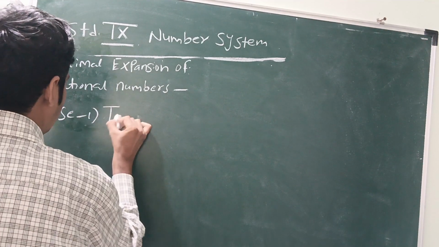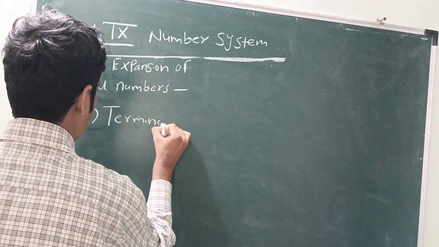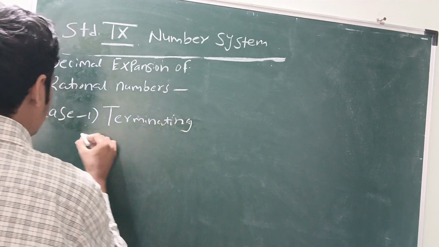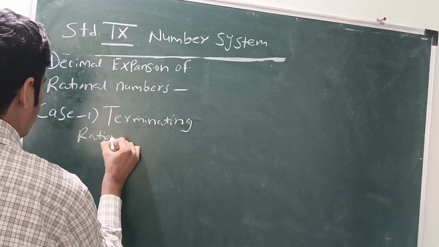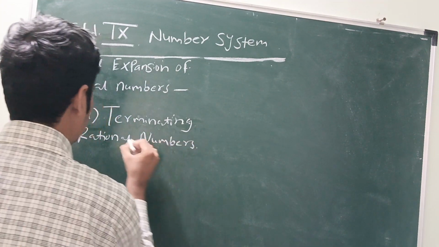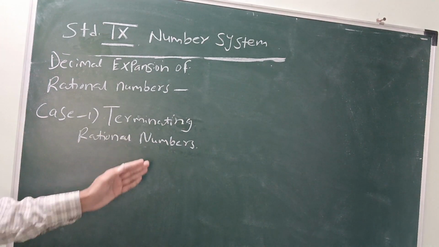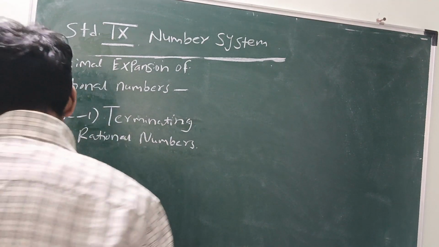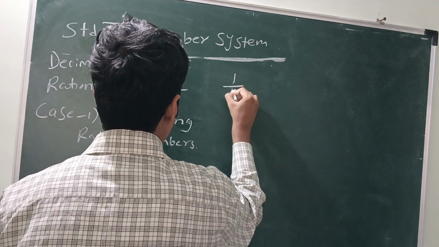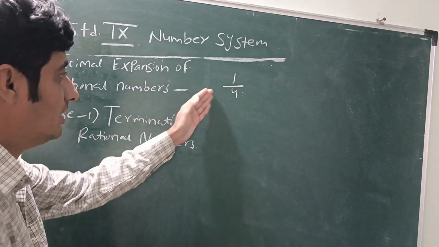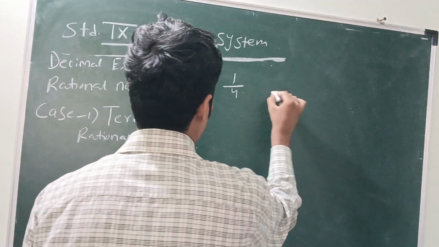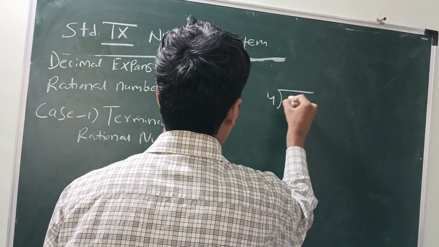Case 1 is terminating rational numbers. So let's take the example of it. The first one is 1/4. Now we have to see whether this is terminating or non terminating. So we have to divide 1/4.